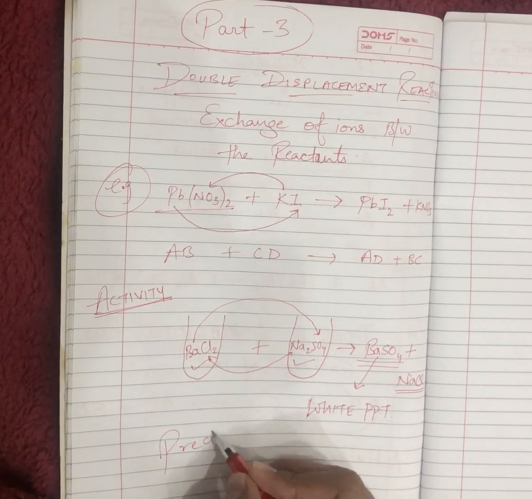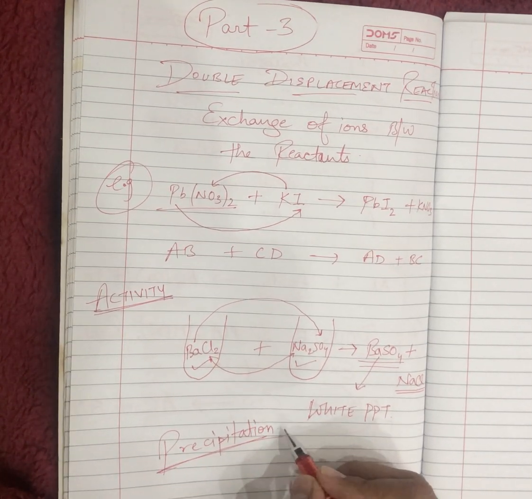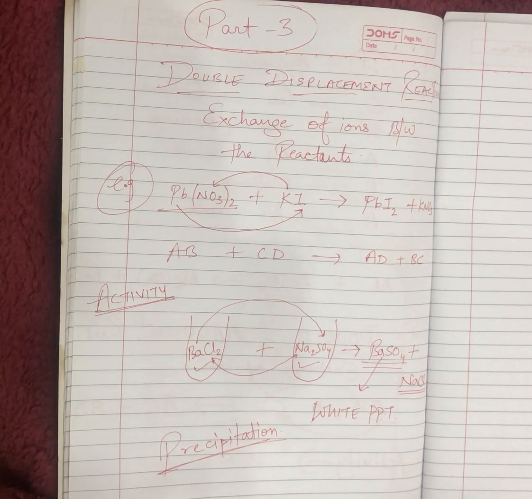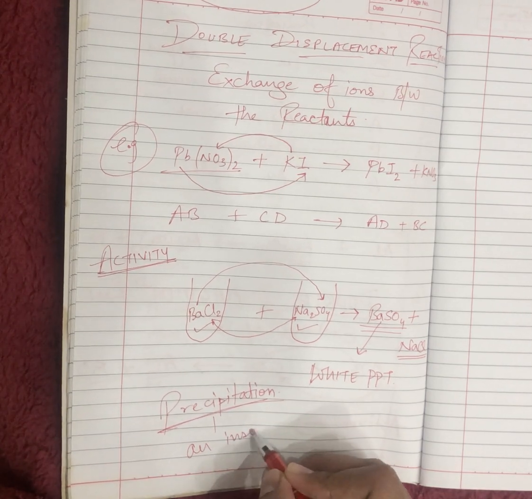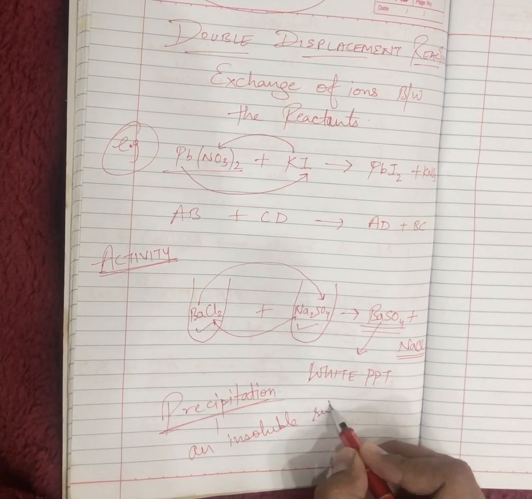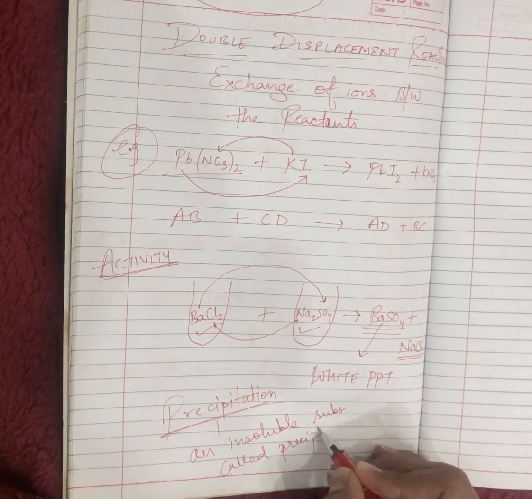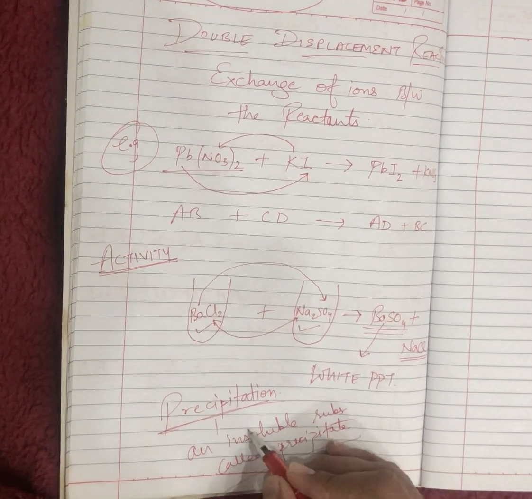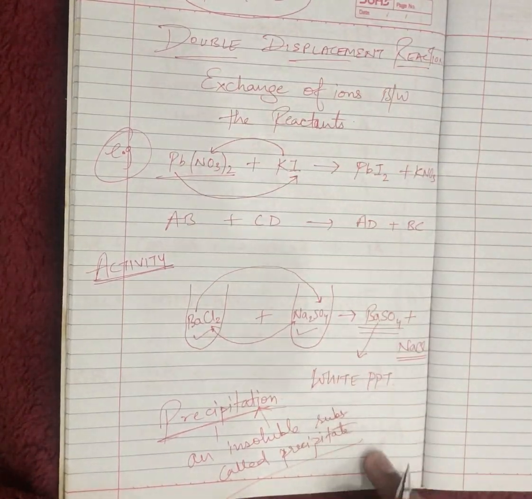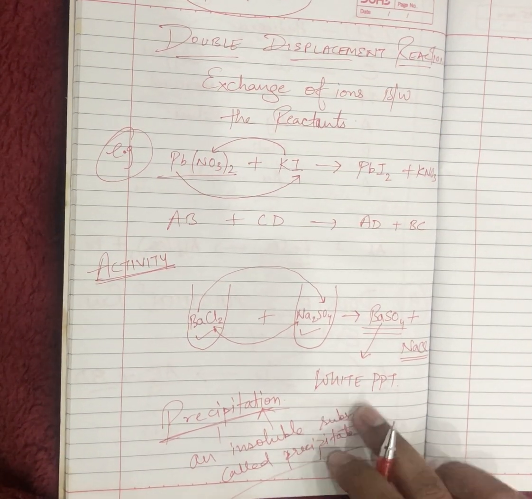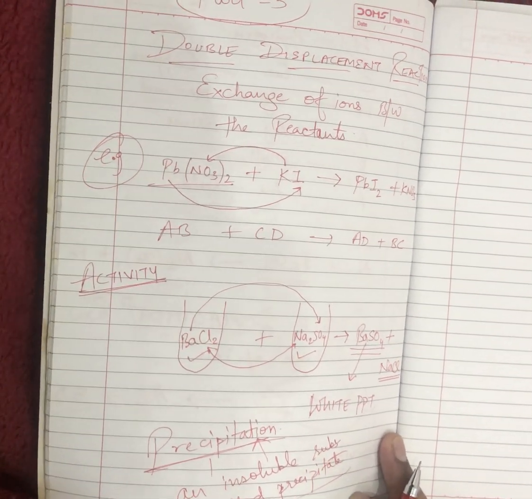Also this reaction is known as precipitation reaction. I will tell you about the precipitation reaction. Basically, what is precipitation reaction? The reaction in which an insoluble substance called precipitate is formed is known as precipitation reaction. So mostly we will find that double displacement reactions will be precipitation reactions, not all the time, but in maximum cases it will be precipitation, and it will be a double displacement reaction.